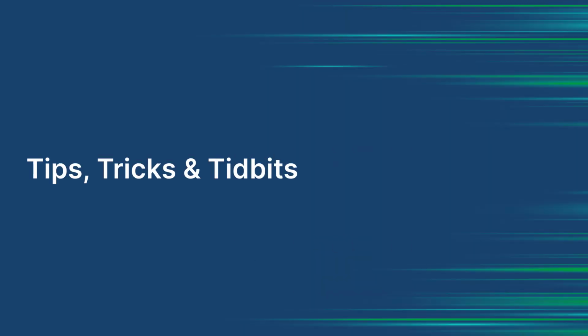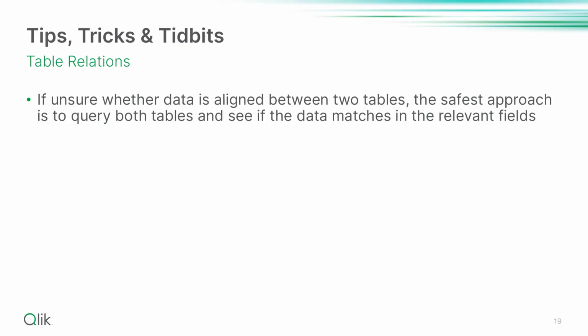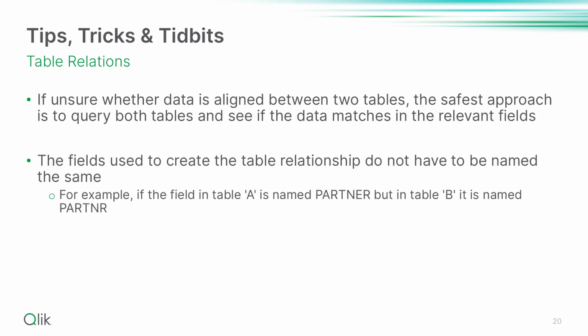Let's now talk about tips, tricks, and tidbits. Some content is being summarized here from the previous videos, while other content is new. If unsure whether data is aligned between two tables, the safest approach is to query both tables and see if the data matches in the relevant fields. The fields used to create the table relationship do not have to be named the same. For example, if the field in table A is named PARTNER, but in table B it is named PARTNR, this is not an issue.